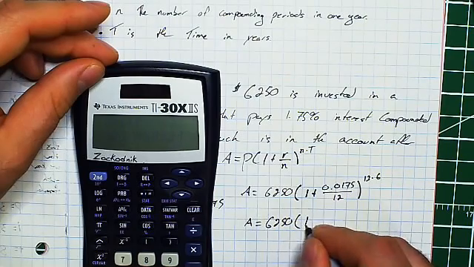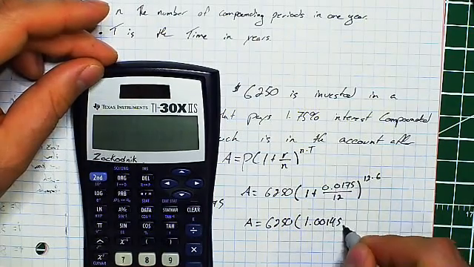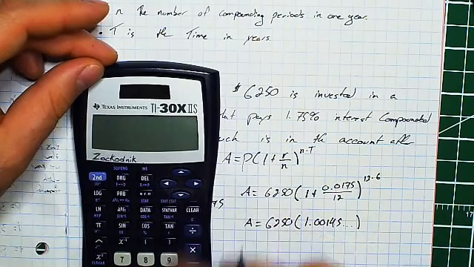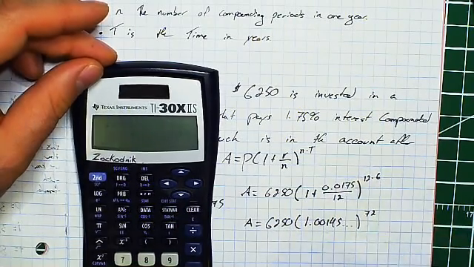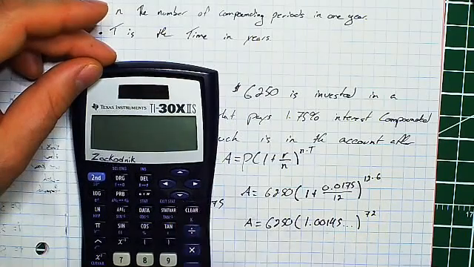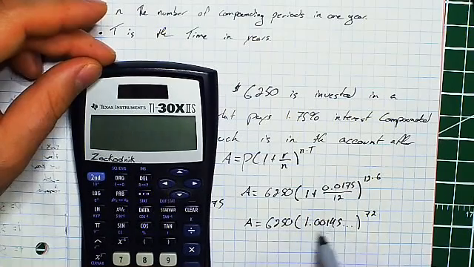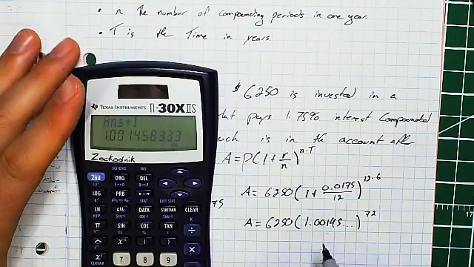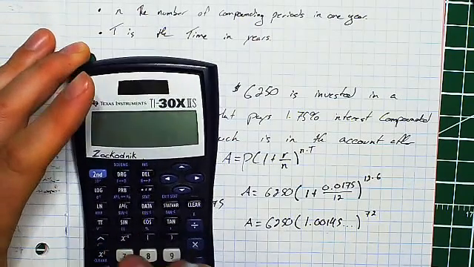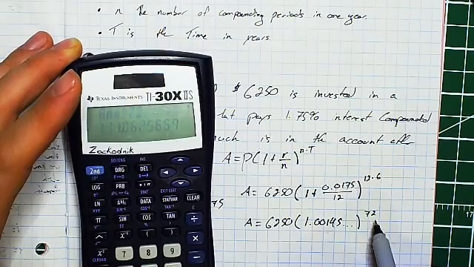So A equals 6,250 times 1.00145, and I'm going to keep this and float this in my calculator, to the power of 12 times 6, which is 72. I'm going to start with my internal 1.00145. I'm going to take that to the power of 72.